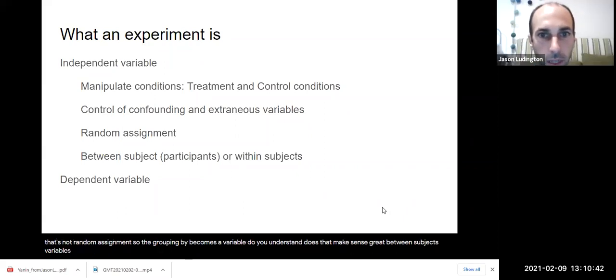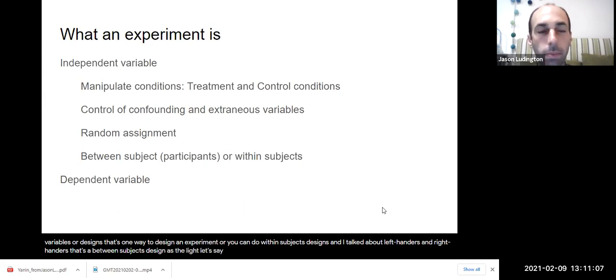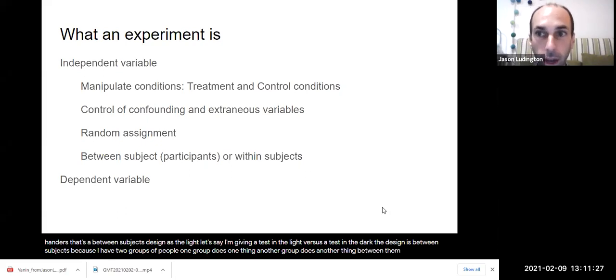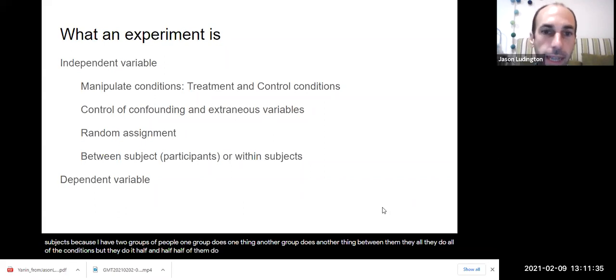Between subjects designs, that's one way to design an experiment. Or you could do within subjects designs. When I talk about left-handers and right-handers, that's a between subjects design. Because let's say I'm giving a test in the light versus a test in the dark. The design is between subjects because I have two groups of people. One group does one thing, another group does another thing. Between them, they do all of the conditions, but they do it half and half. Half of them do this, half do that. So they're split up into different groups.